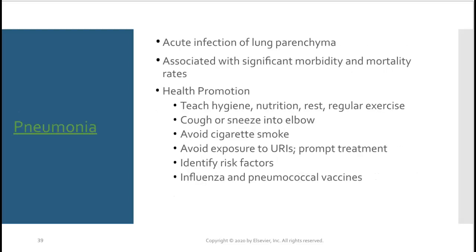Now, pneumonia is an acute infection of the lung parenchyma, associated with significant morbidity and mortality. Health promotion for pneumonia, we're going to teach hand hygiene, nutrition, rest, regular exercise, coughing and sneezing in our elbow instead of the hands, avoiding cigarette smoke, trying to avoid exposure to upper respiratory infections and getting prompt treatment for those. Identify the risk factors, and influenza and pneumococcal vaccines.